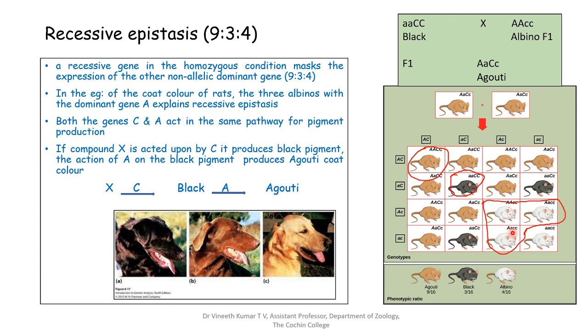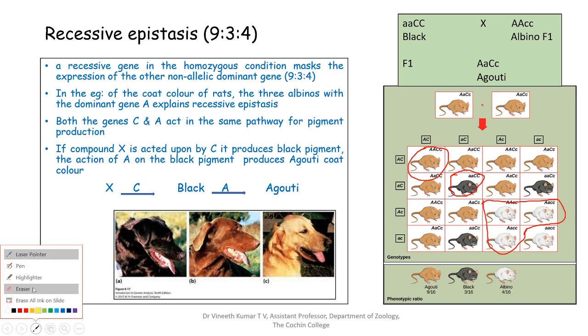So here we take the example of how this is acting, or how they are inhibiting. In this case of the coat color of mice, you can see that the genes C and A are the genes which encode enzymes that act in a particular pathway, that is for the production of the pigment, and the pathway is shown here.